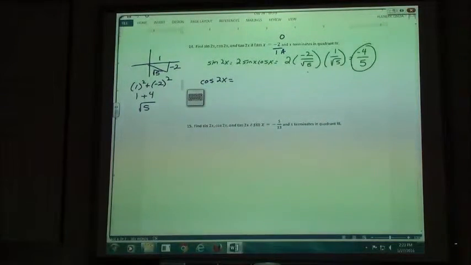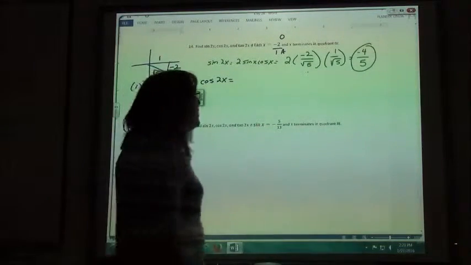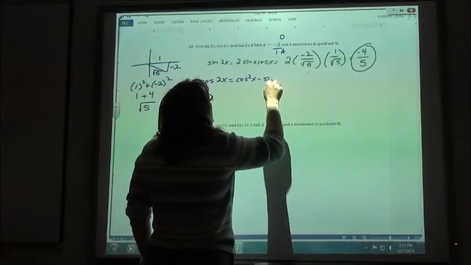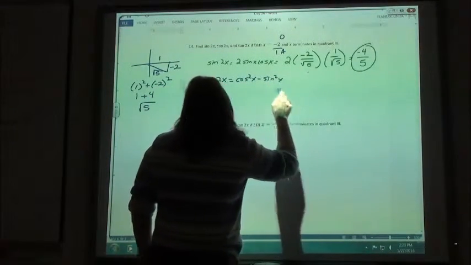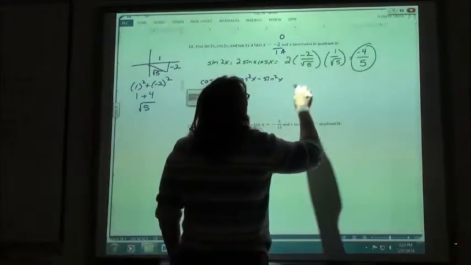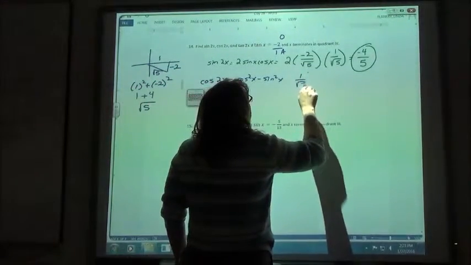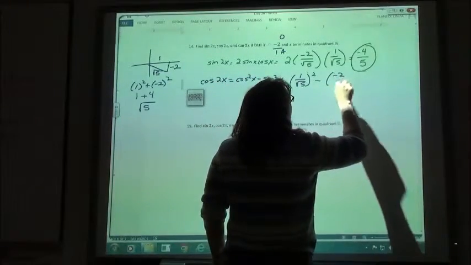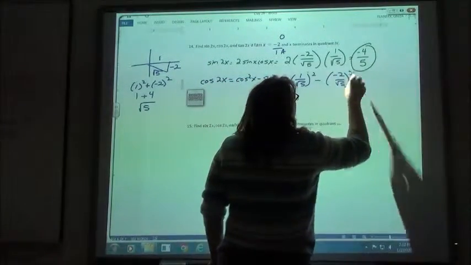Cosine of 2x, again, I'm just going to use cosine squared minus sine squared. You can try one of the other ones if you want. Cosine squared minus sine squared. And so my cosine was 1 over the square root of 5. And square that minus negative 2 over the square root of 5. I've got to square that.